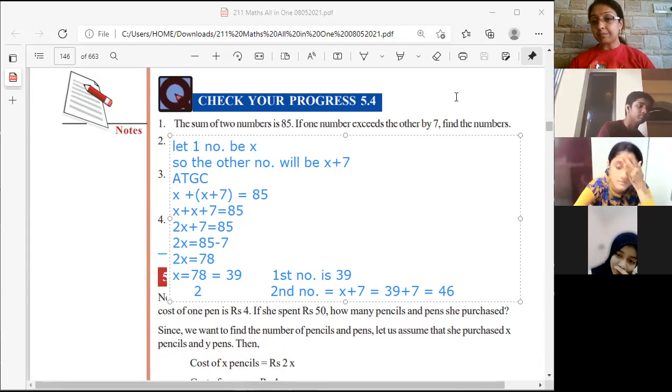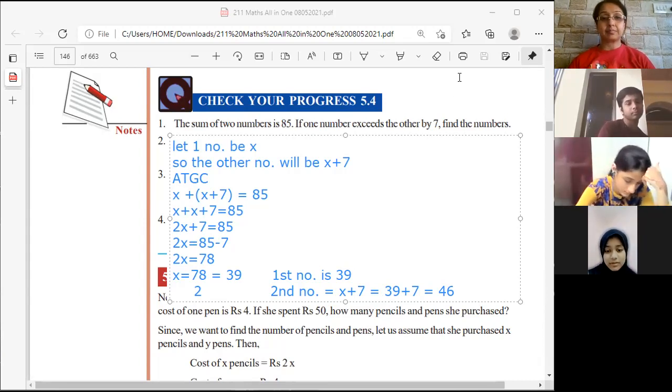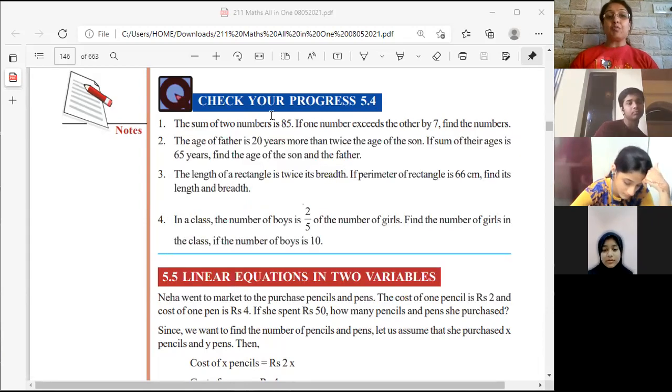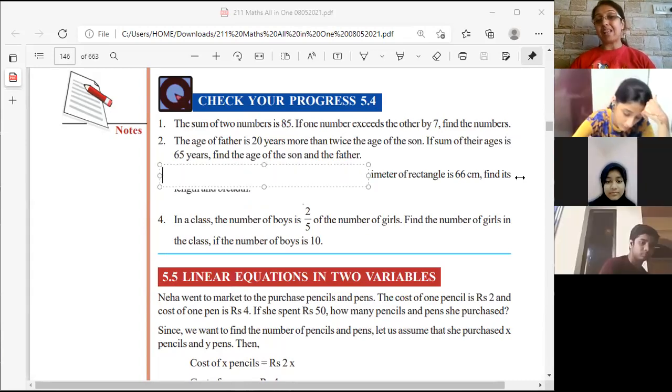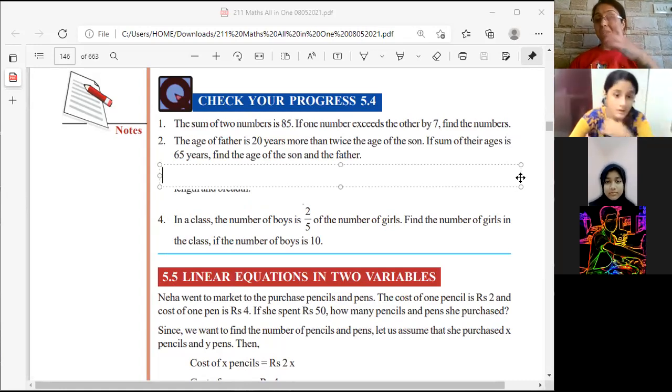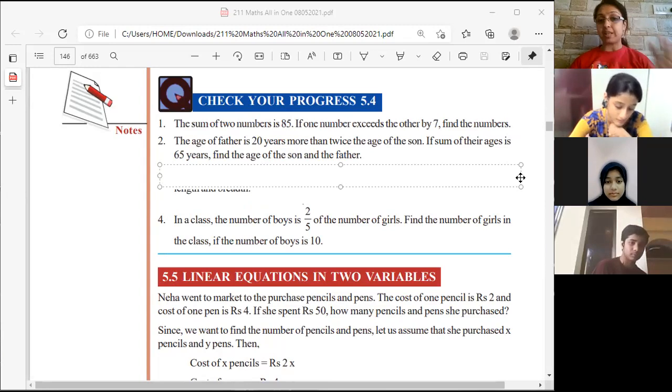Can I erase it? Okay, great. Now we're moving to sum number 2. Again, remind yourself that it is a linear equation with one variable. That means I can't solve the problem by putting two alphabets there. I have to have one only.